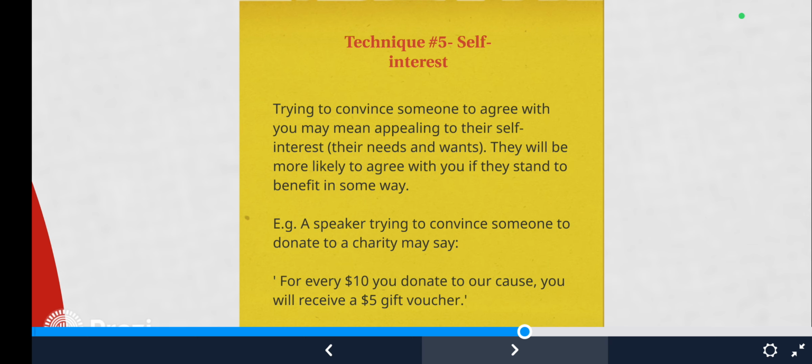So this is a very good technique because they are called their self-interest, because they think that they are buying something and at the same time are receiving more things than they expect.